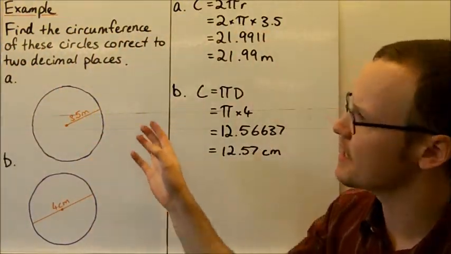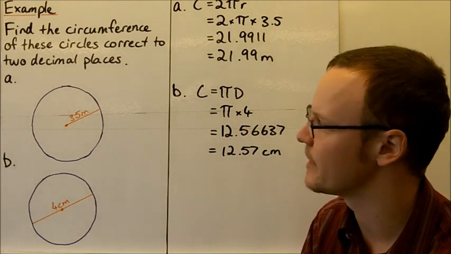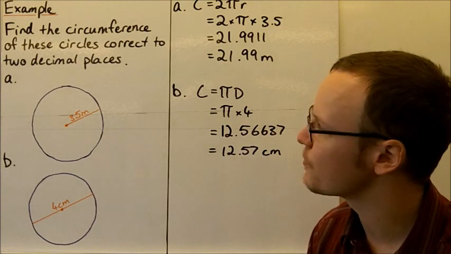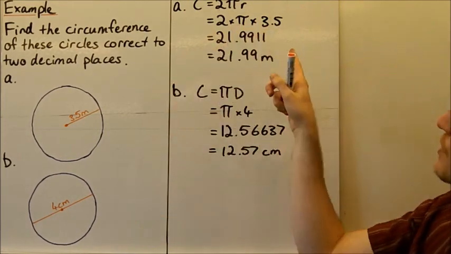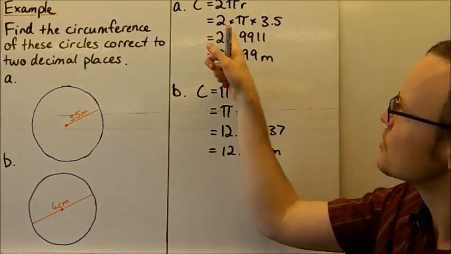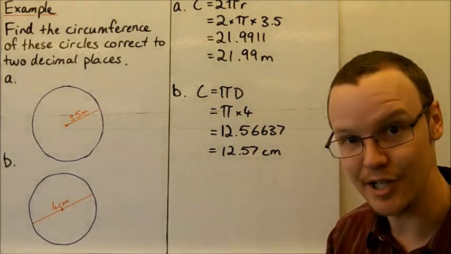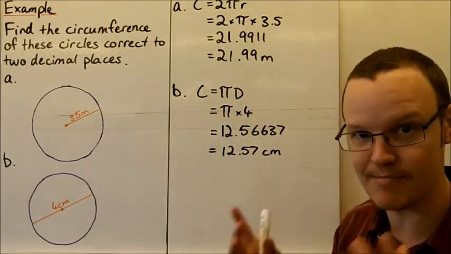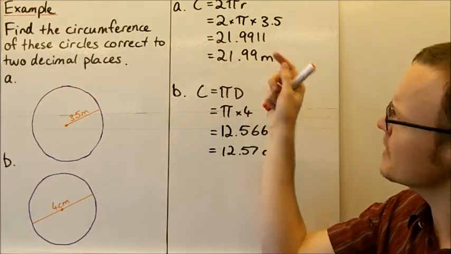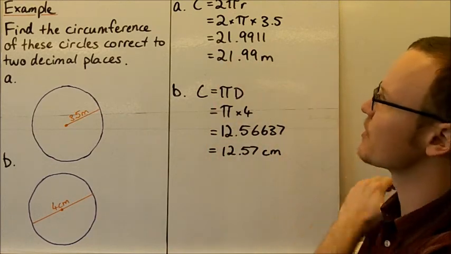If we have a look at an example, find the circumference of these two circles, correct to 2 decimal places. So looking at this first circle here, it's got a radius of 3.5 metres. So if we're trying to find the circumference of it, circumference equals 2 times pi times the radius, 2 times pi times 3.5 metres. If we put that into our calculator using the pi button on our calculator, which is a much more accurate value for pi than 3.14, it gives 21.9911, and it keeps going for a very long time.